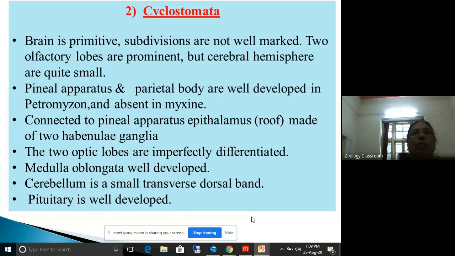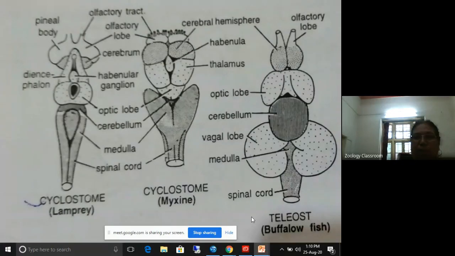So in the cyclostome, the brain is primitive, subdivisions are not well marked, olfactory lobes are prominent, but cerebral hemispheres are small. The pineal body and parietal body are well developed in Petromyzon, absent in Myxine. The pineal body connects to the habenular ganglia, present only in cyclostomata, not other animals. Optic lobes are present but imperfectly divided. The medulla oblongata is well developed. The cerebellum is smaller, a transverse band-like structure. The pituitary body is also well developed.